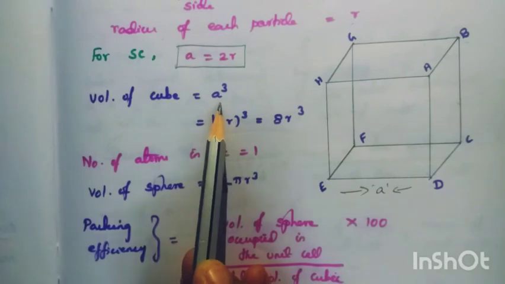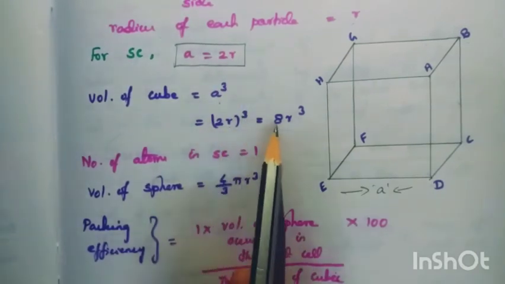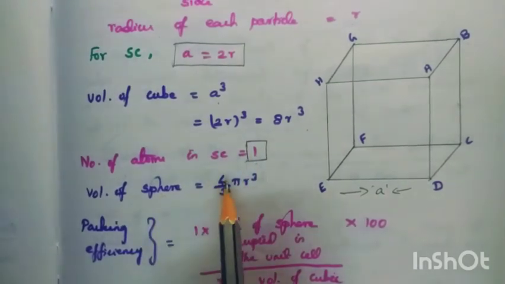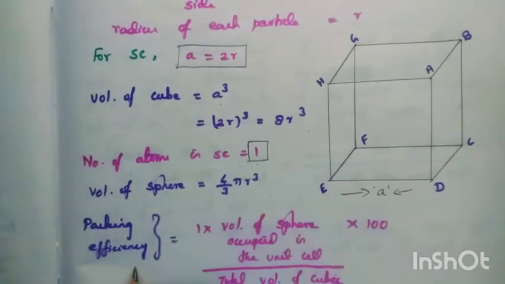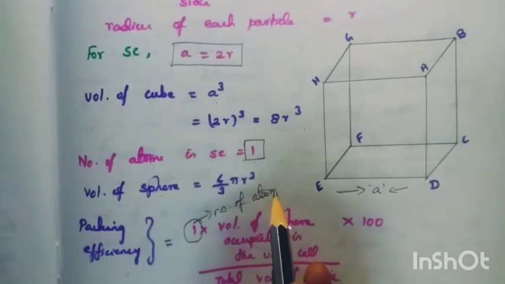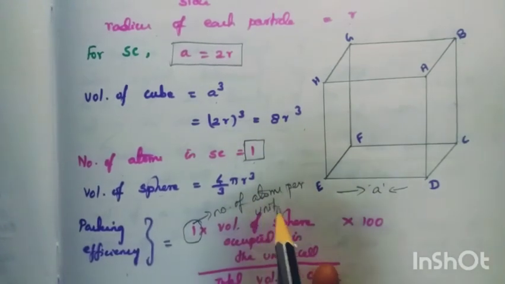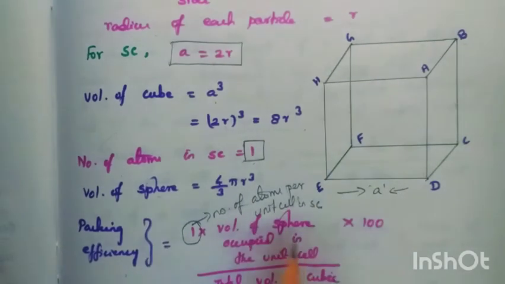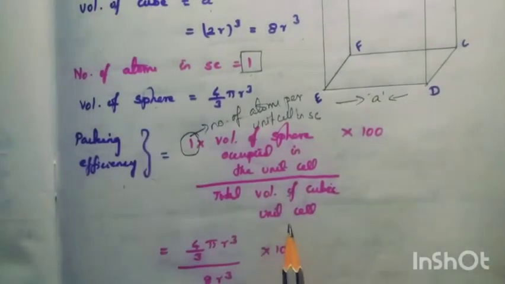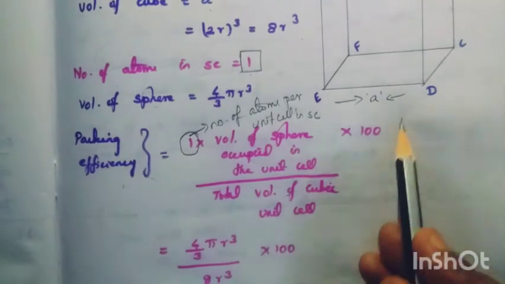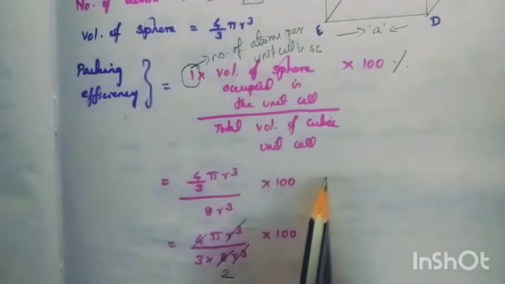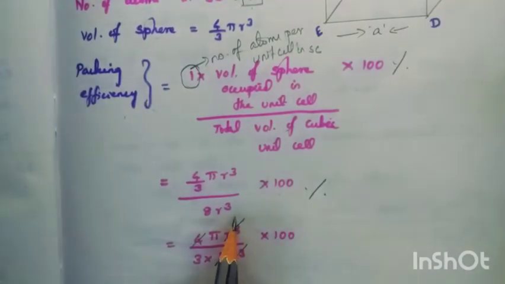Volume of the cube is a cube, so 2r cube, which is 8 r cube. The number of atoms per simple cubic unit cell is 1. Volume of the sphere is 4/3 pi r cube. The packing efficiency is the number of atoms per unit cell into the volume of the sphere occupied in the unit cell, by the total volume of the cubic unit cell, into 100. So 4/3 pi r cube into 100 by 8 r cube.